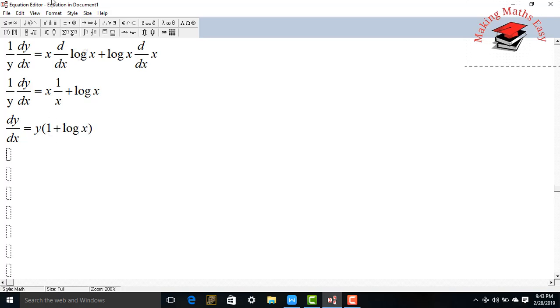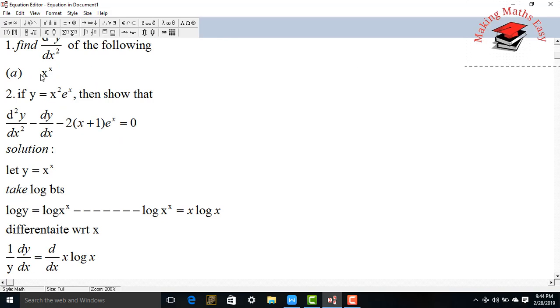Now we have to find d square y upon dx square in this case. For finding d square y upon dx square, we don't need to square the y, because y is the corresponding function. Only we have to find the derivative of second order in this case. No need to square the y. Only we have to square the d in d square y upon dx square. You have to write in such format. So first of all, resubstitute the value of y, as y is equal to x raised to x, as I told you over here.